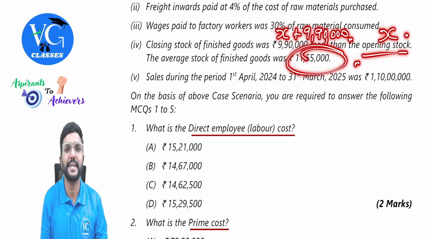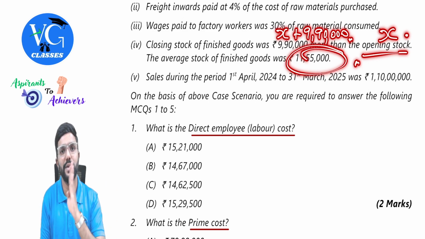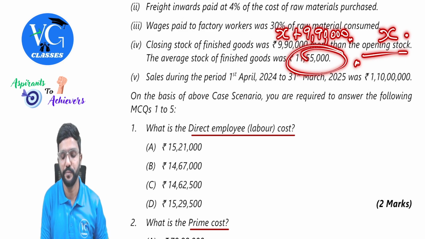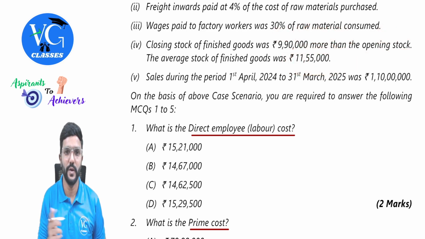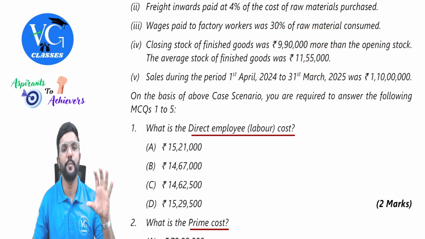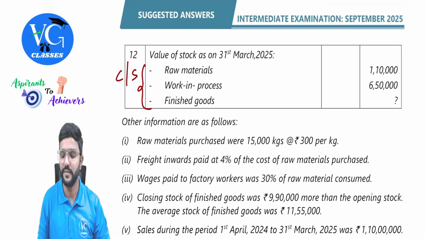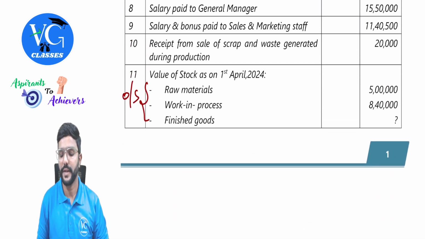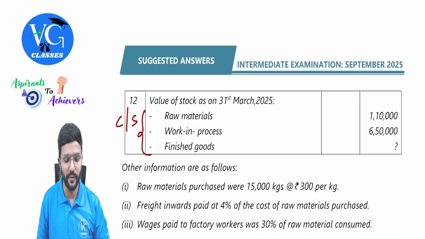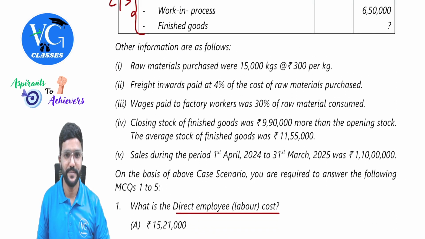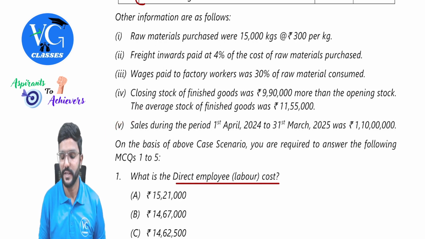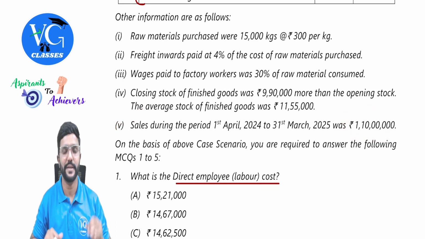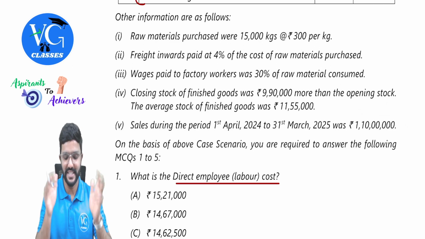What is the formula to calculate average stock? Opening stock plus closing stock whole divided by 2. And they have given that as 11,55,000. So we can easily calculate opening stock and closing stock of finished goods, which is given as question mark here. They have not given those values, but we can find out. Sales during the period 1st April to 31st March is 1 crore 10 lakh throughout the year. Easy question, guys. Yes, let us do it.